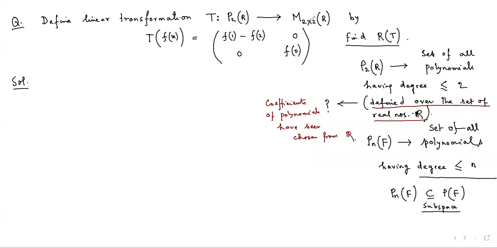Now tell me, what is M2 cross 2? The set of square matrices of order 2, defined over R. Yes, okay. Now, can you tell me what is the basis of P2R? Which set is the basis of P2R?